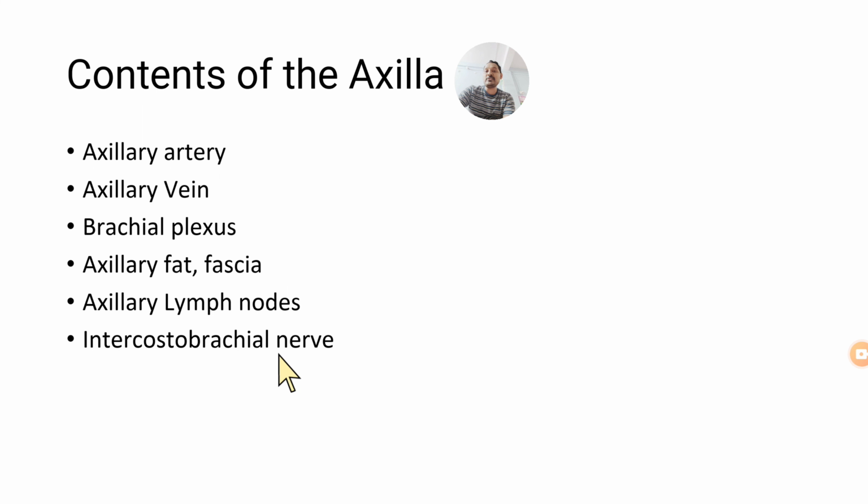So remember all these contents that you will be dissecting very soon in the axilla, and you will be able to see this.